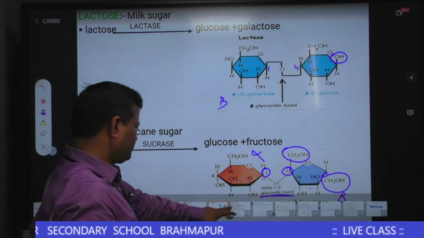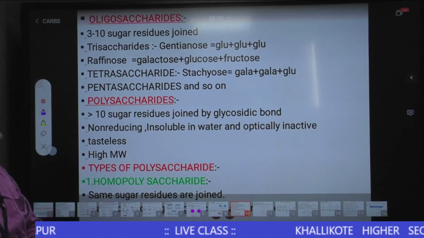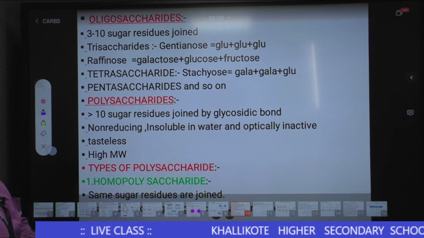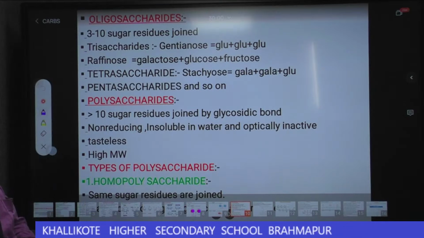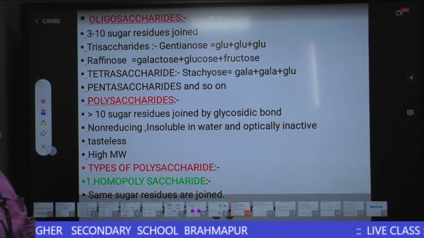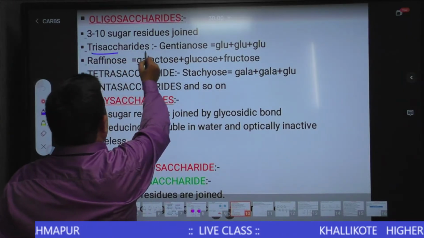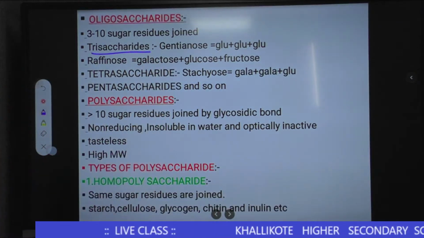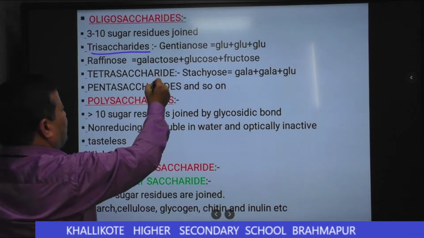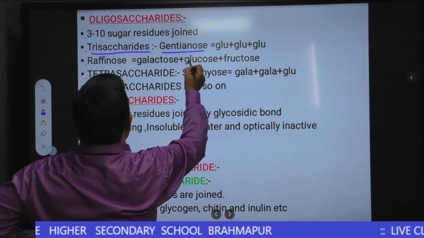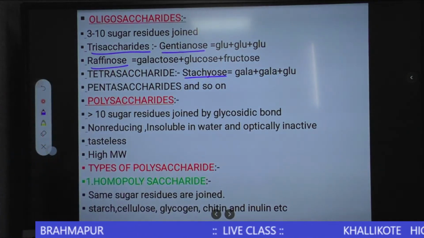Then comes the oligosaccharide. Oligosaccharide means when 3 to 10 sugar residues are joined with each other by glycosidic bonds. That may be trisaccharide, tetrasaccharide, pentasaccharide, up to decasaccharide. Trisaccharide: when 3 sugar residues are joined by glycosidic linkage. Particular examples are gentianose, raffinose, stachyose. These are 3 typical examples of trisaccharide.